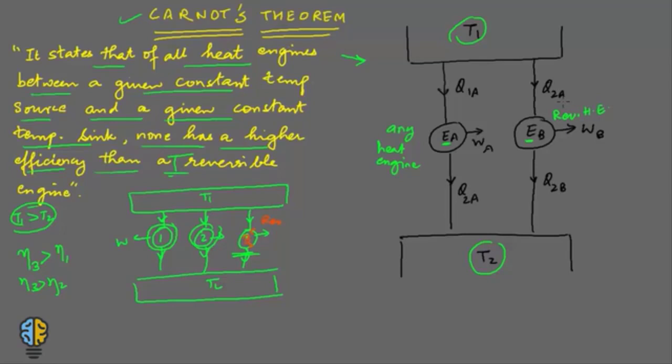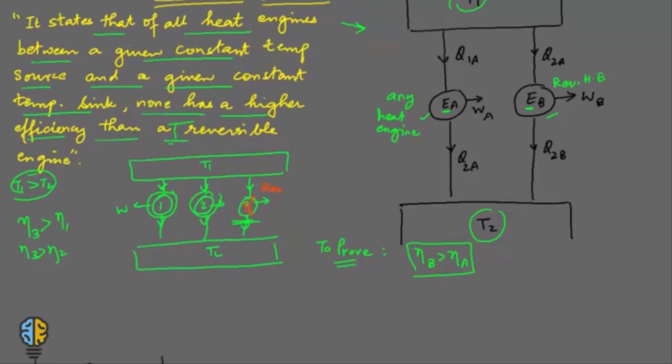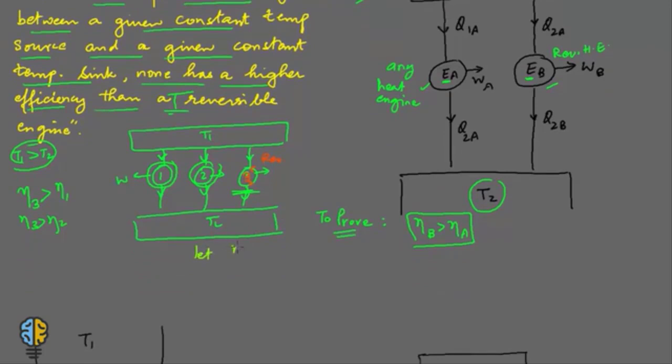Now we have to prove that the efficiency of engine B is more than the efficiency of engine A. So I can write down, to prove, efficiency of engine B is higher than efficiency of engine A. Now to prove this, let us assume that this is not true, and with this not being true, let us say efficiency of A is greater than efficiency of B. Let us say this is true and the other is not true.